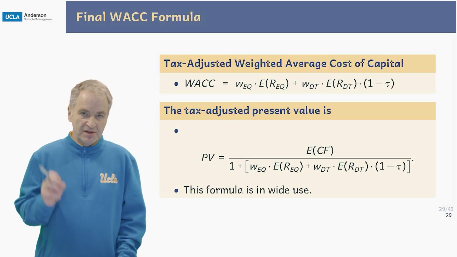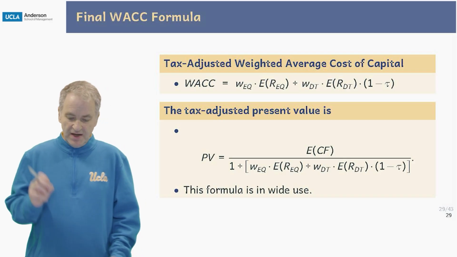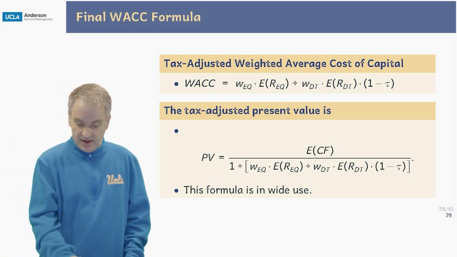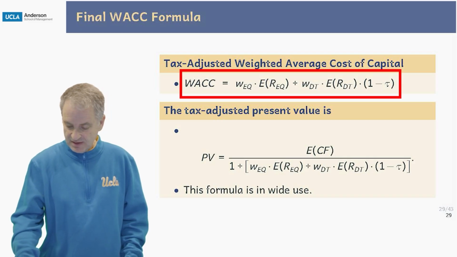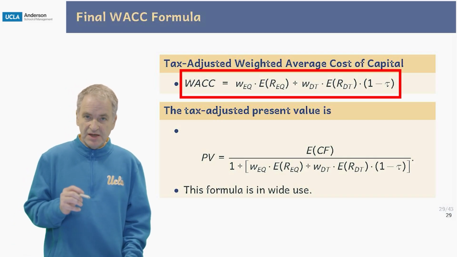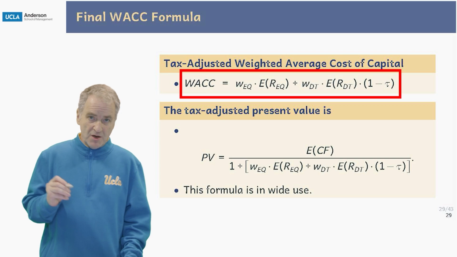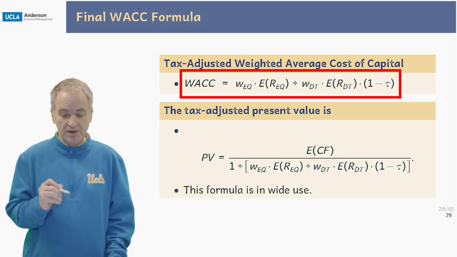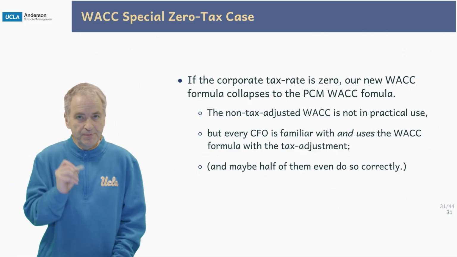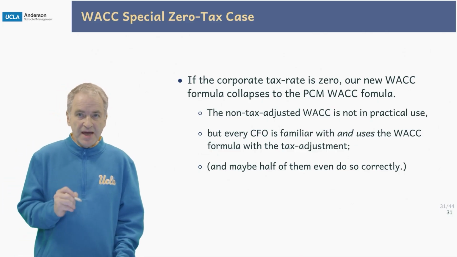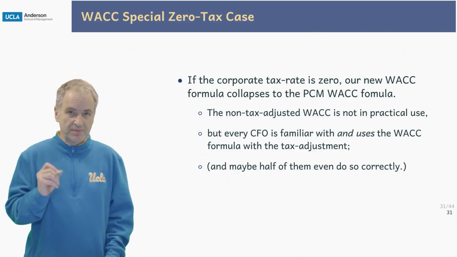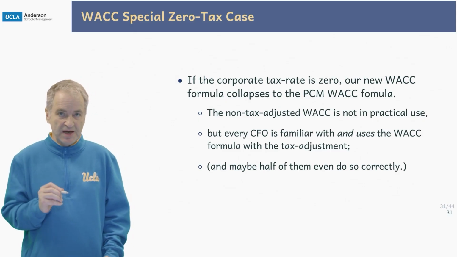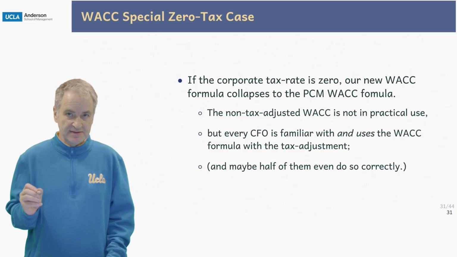This formula is in very wide use. In fact, when people talk about WACC, which they do all the time, they mean this. They do not mean the formula that we had earlier, where we just took the weighted cost of capital on debt and equity. Now, if the corporate tax rate is 0, then our new weighted average cost of capital formula collapses to the same WACC formula that we had in the perfect capital market without any taxes.